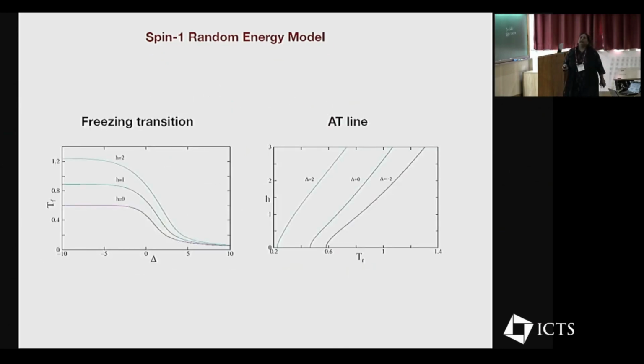Now using this, we can again find the freezing transition, and just like the original random energy model, the freezing transition happens into a mixed ferromagnetic state also here, and these two lines are for H equals 1 and 2, just to show how the freezing temperature changes as we change H.